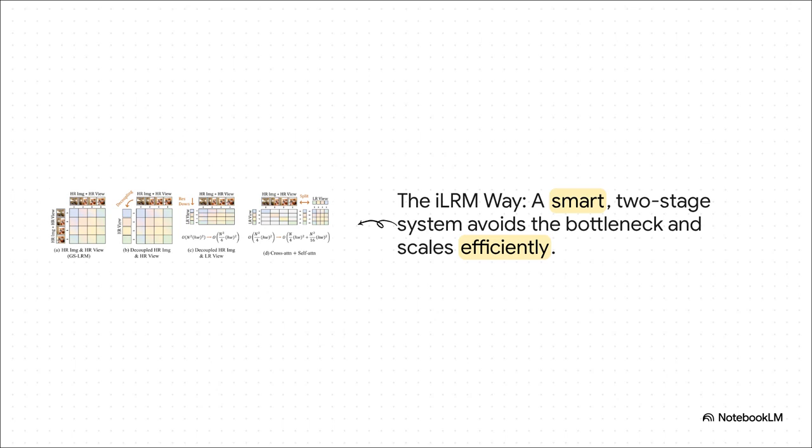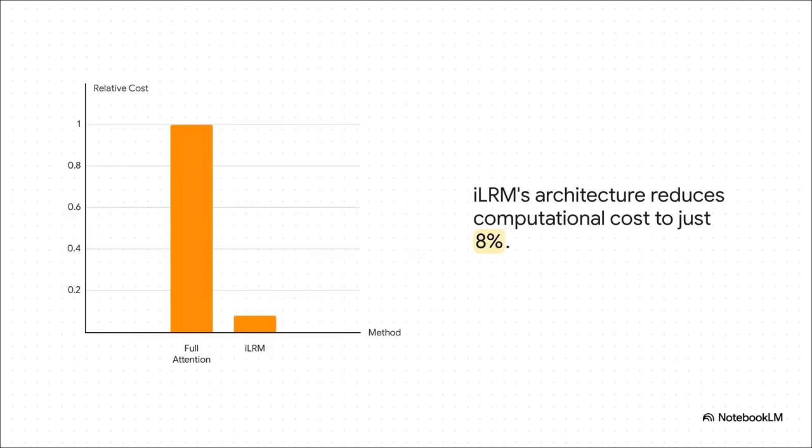So instead of this chaotic free-for-all, it's a smart two-step process. First, it processes each photo on its own, really efficiently. Then, it brings all that information together globally. It's just a much more elegant and, frankly, more scalable way to share information. And the result of this design? It's absolutely staggering. Compared to that old brute force method, iLRM slashes the computational cost to just 8% of the original. That's not a small tweak. That's a fundamental breakthrough in efficiency.